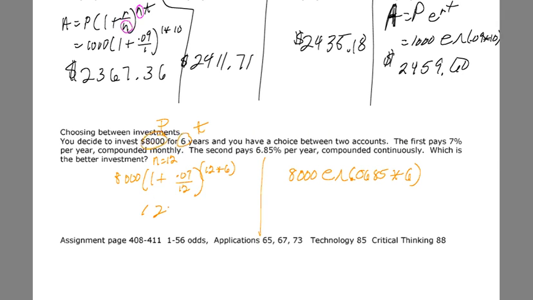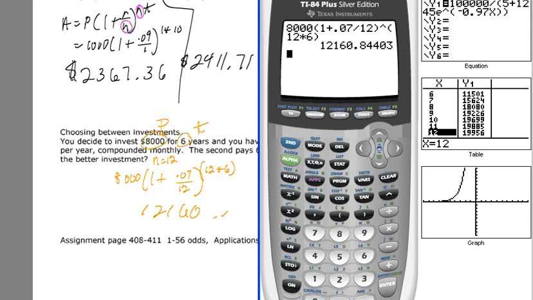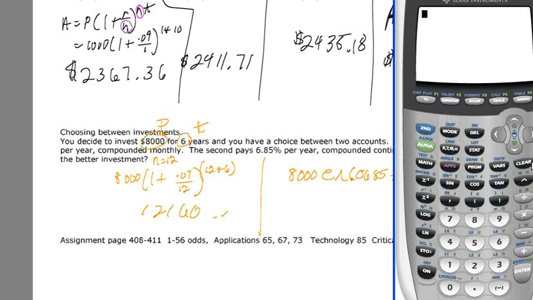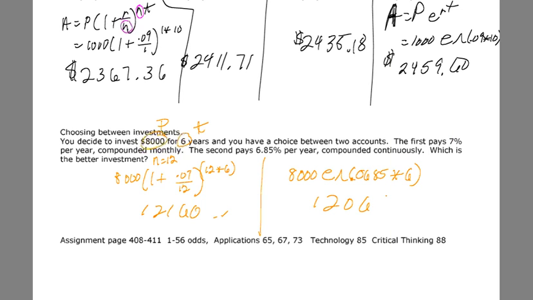$12,160 plus some change. And this one is 8,000 times E to the 0.0685 times 6 years. 12,066 and change. Which would be the better investment if you were given the option?